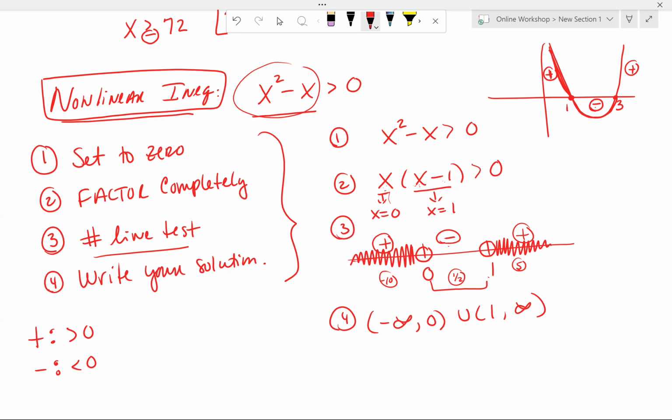Now, something also to pinpoint is notice how the signs alternated. Positive, negative, positive. The signs on the number line will always alternate from one to the other when the exponents on your factors are odd. Anytime the exponents on the factors, once you factored it, are odd, they will always alternate.